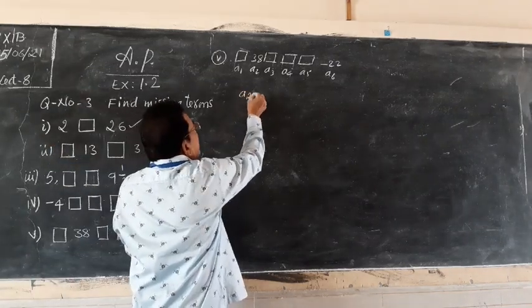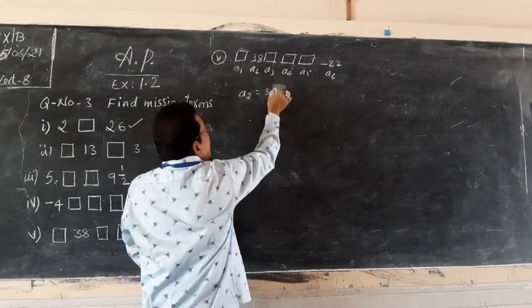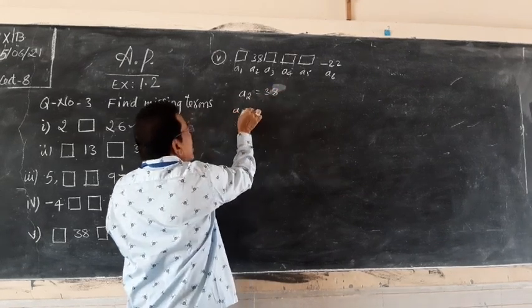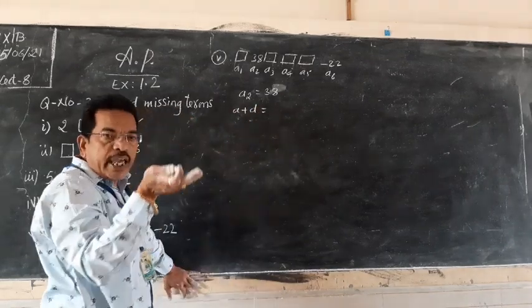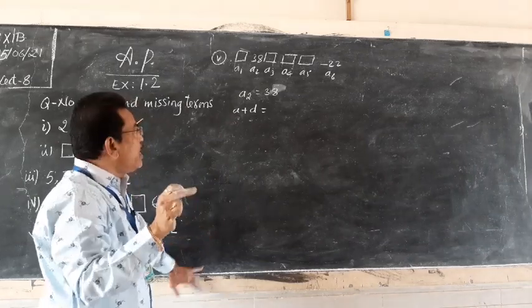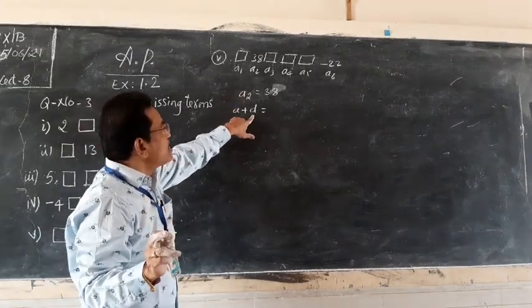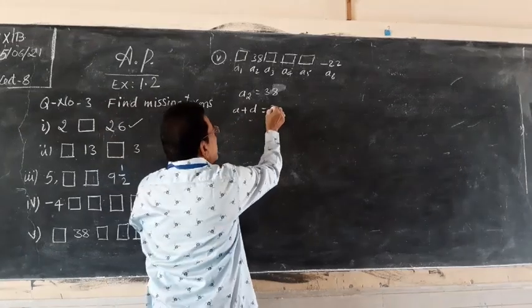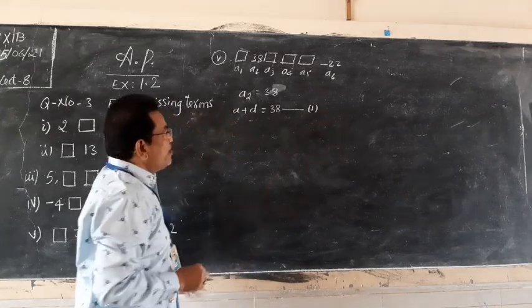A2 equals 38. What is the meaning of A2? It is a plus d. How did we get this? By using a plus n minus 1 into d. n is 2, 2 minus 1 is 1, that is d. So a plus d equals 38. Let us call this the first equation.